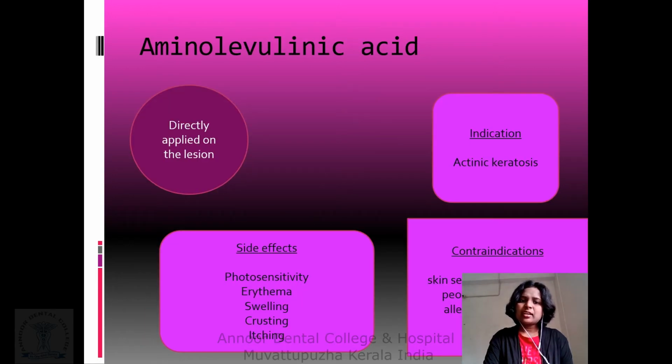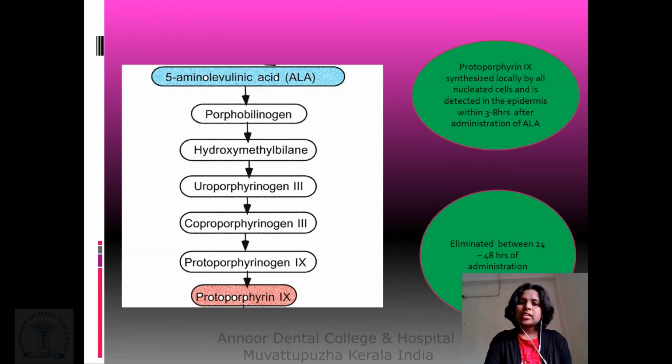Aminolevulinic acid can be directly applied on the lesion. The major indication is actinic keratosis. There can also be side effects like photosensitivity, erythema, swelling, crusting, and itching. The major contraindication is allergy to this agent. Actually, aminolevulinic acid leads to another photosensitizer known as protoporphyrin. Protoporphyrin IX is synthesized locally by all nucleated cells and is detected in the epidermis within 3 to 8 hours after the administration of ALA.